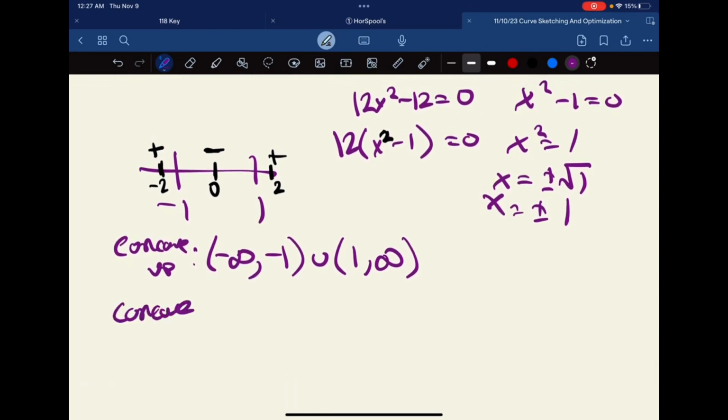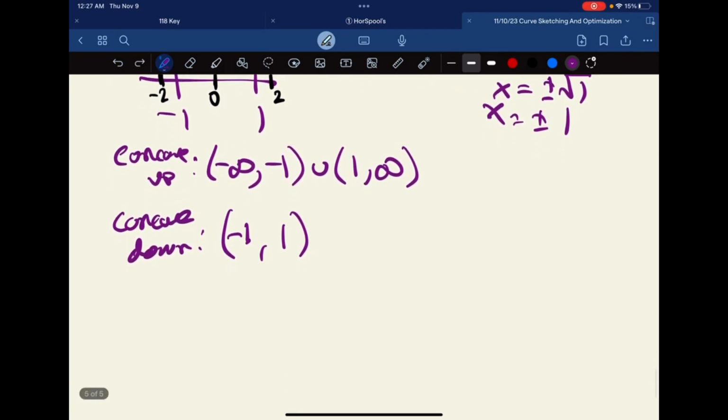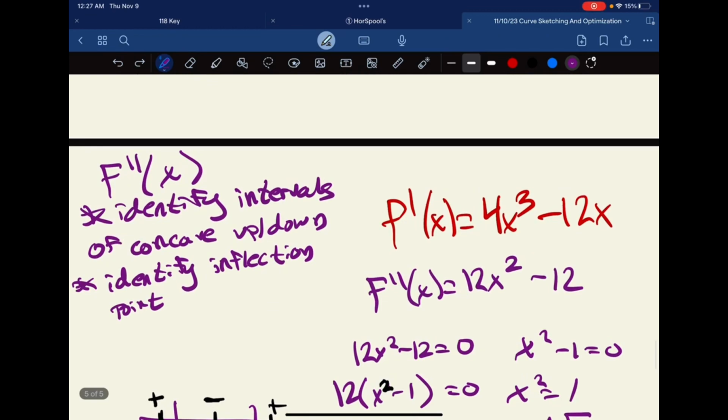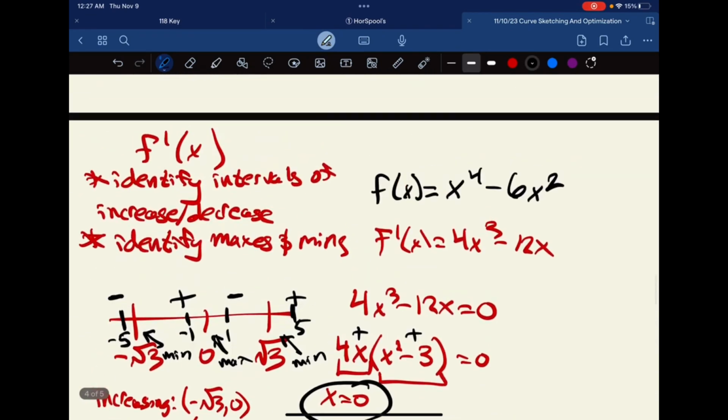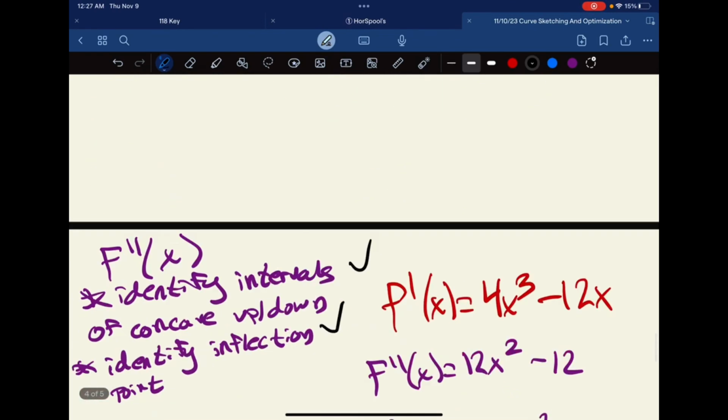And then we are concave down everywhere we are not concave up, which is going to be on the interval in the middle here, -1 to 1. So now we have pretty much all the information we need about our second derivative, as well as all the information we need about our first derivative. So now we're ready to start sketching.